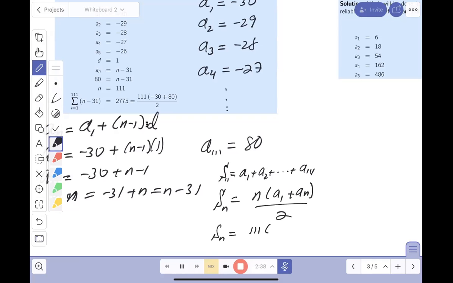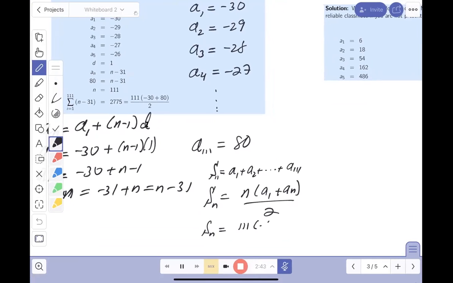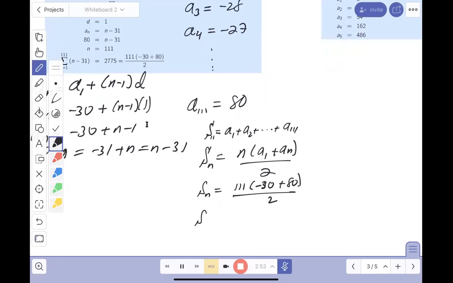111, A1 is what? Can't remember. Minus 30 plus 80 over 2. Let's do arithmetic. SN, 30 minus 80 is 50, right? Over 2. Yeah, looks like it might be a tough problem.